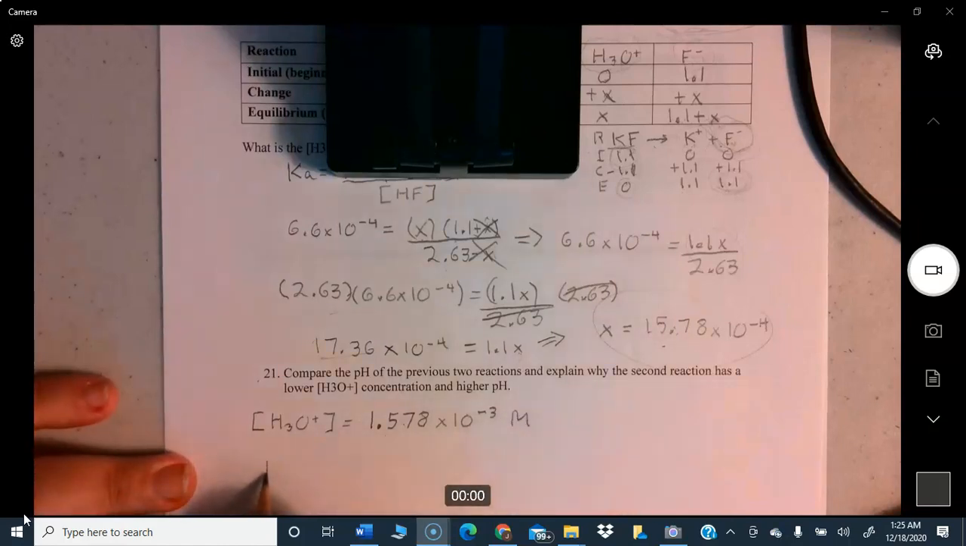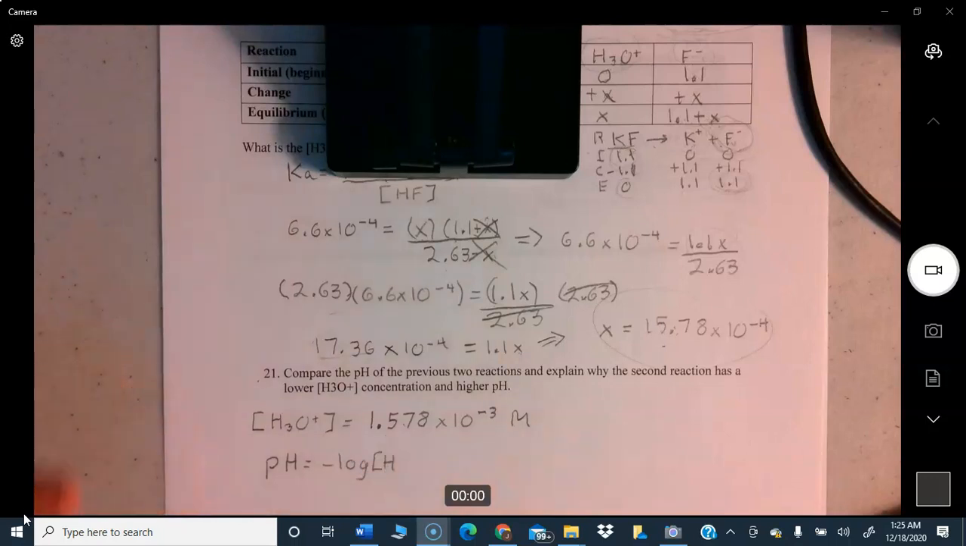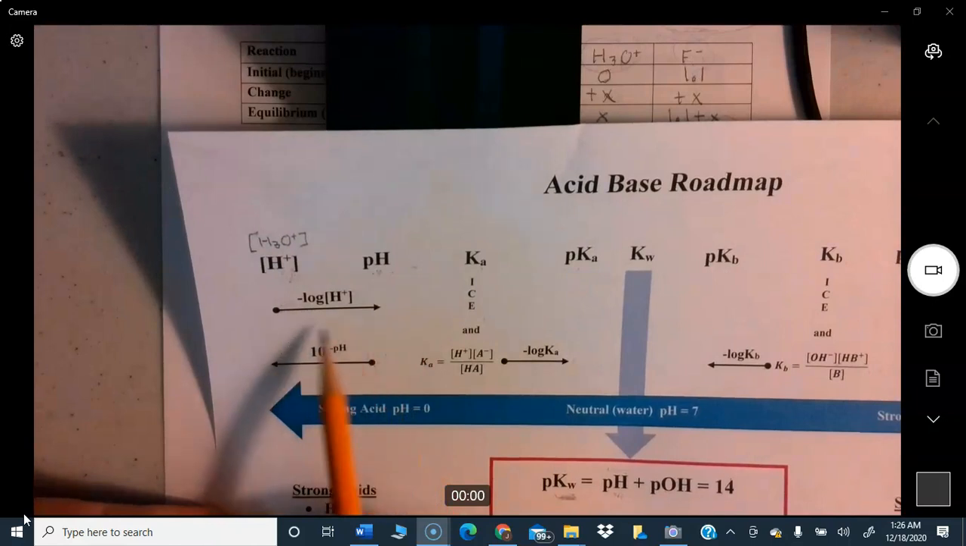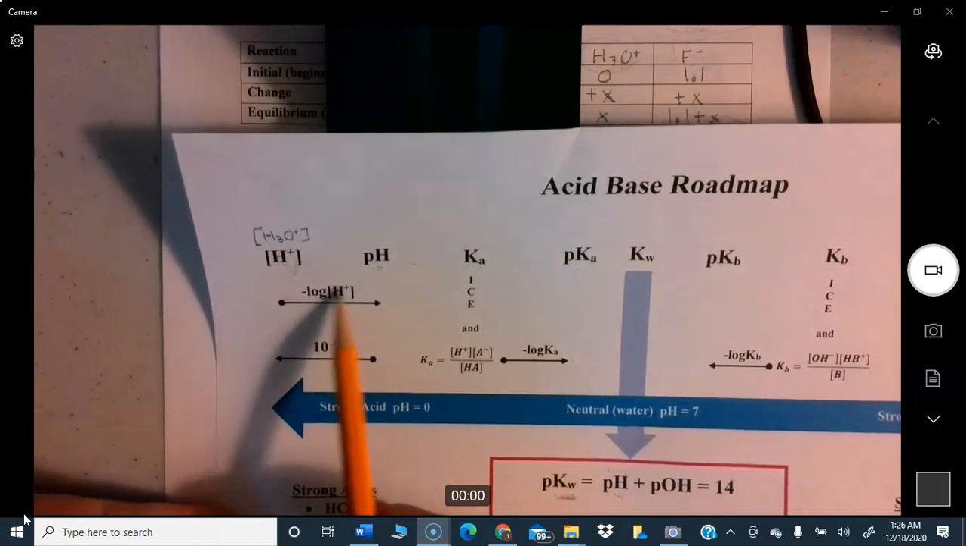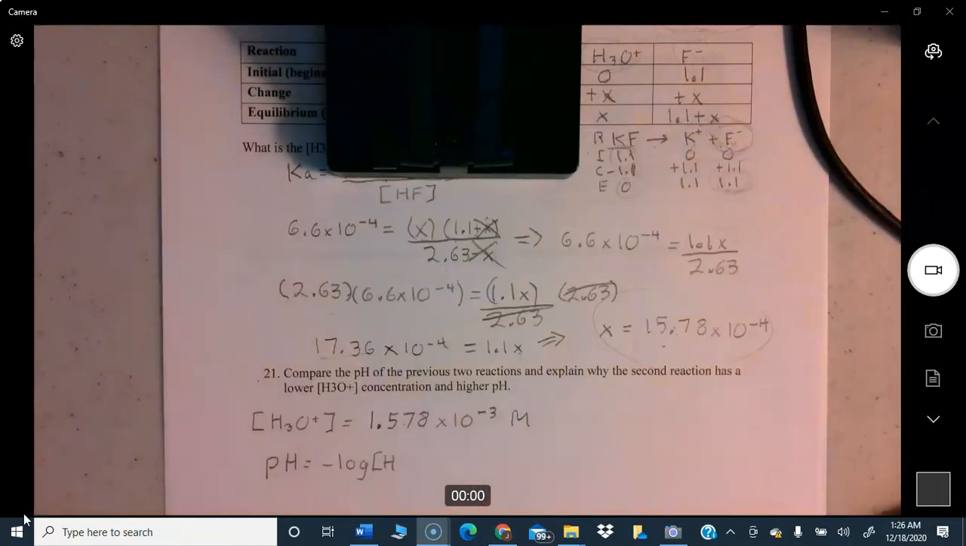Now we're going to figure out the pH. The pH is equal to -log of the hydronium concentration. And all of that is over here on the acid-base roadmap. You're going from here to here, so it's -log of hydronium concentration.